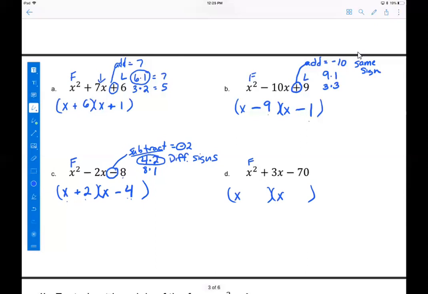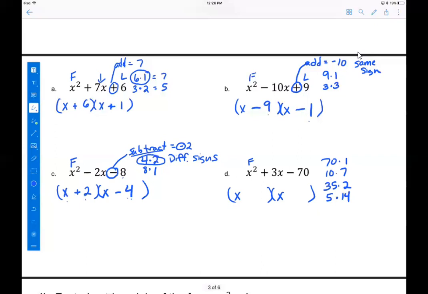So 70 has quite a few combinations, so let's just list them. So we know 70 and 1, we have 10 and 7. Of course, right there I can tell that that's going to be my numbers, but just to keep listing, 35 times 2 and 5 times 14, I believe, are all of our factors that we can have on that one.